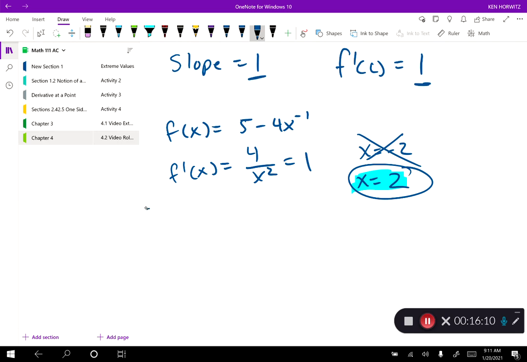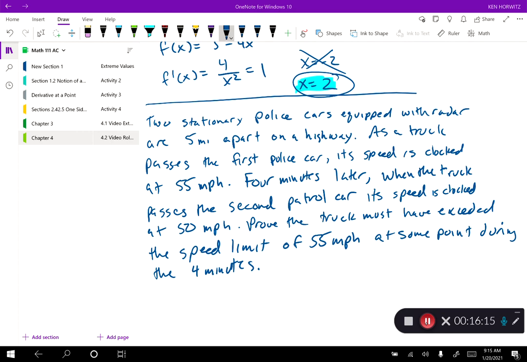All right, let's try one more applied example. Two police cars equipped with radar are 5 miles apart on the highway. As a truck passes the first police car, its speed is clocked at 55 miles per hour. 4 minutes later, when the truck passes the second patrol car, its speed is clocked at 50 miles per hour. Prove the truck must have exceeded the speed limit of 55 miles per hour at some point during the 4 minutes.